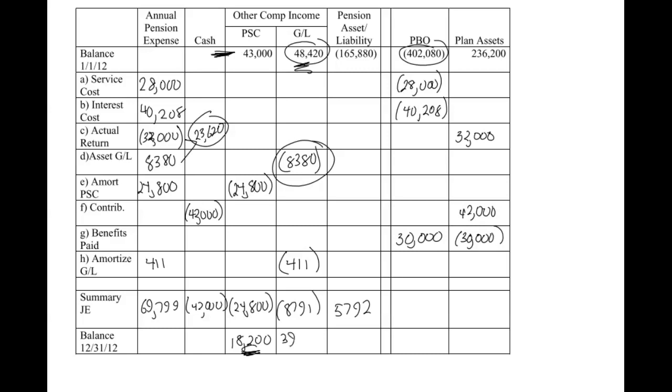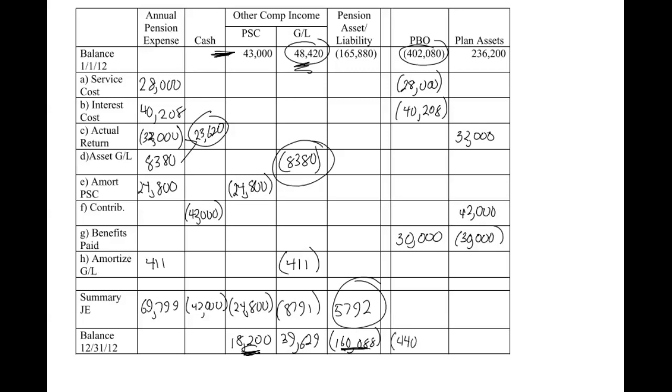This balance is now 39,629, and this is now 160,088. So this is the first time that we saw a debit in that spot right there, which means we're less underfunded than what we were. As you can see here, we're still highly underfunded.